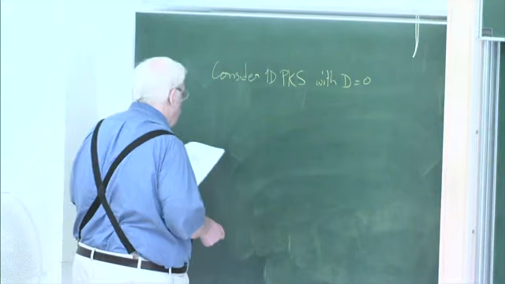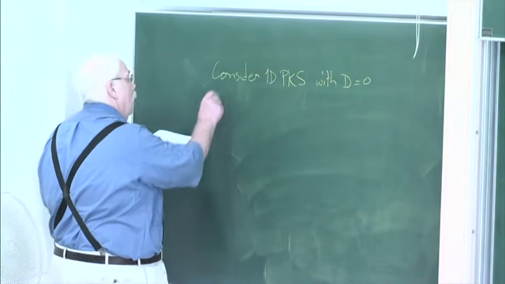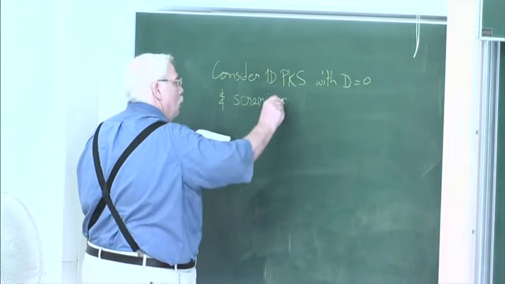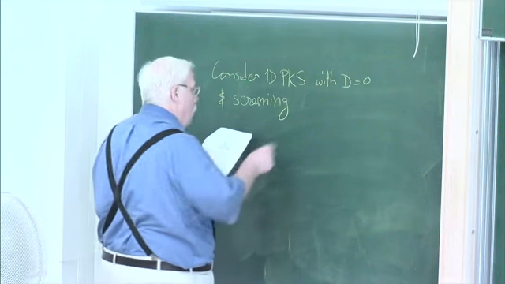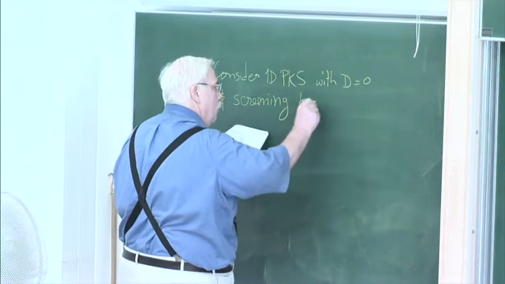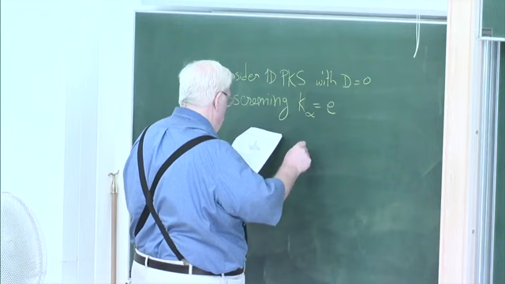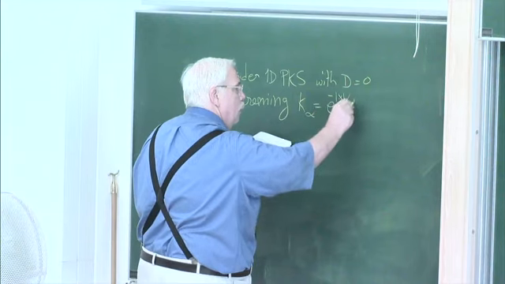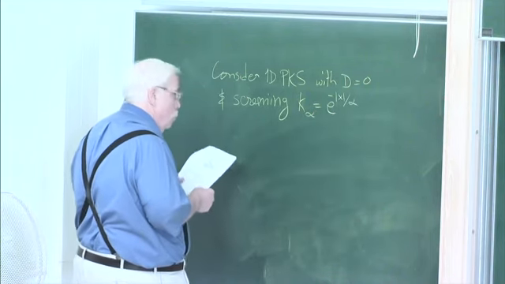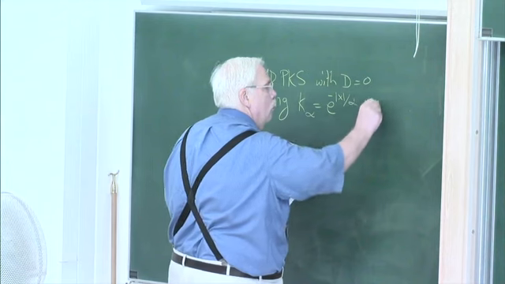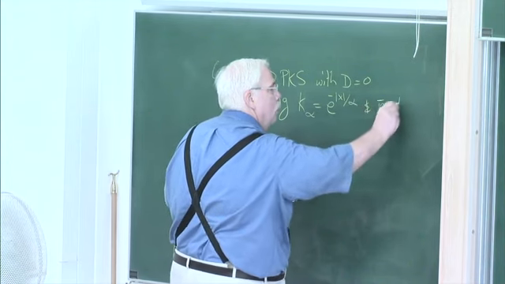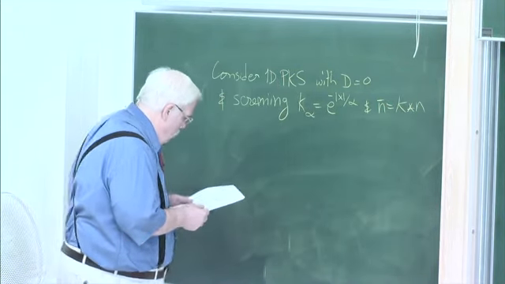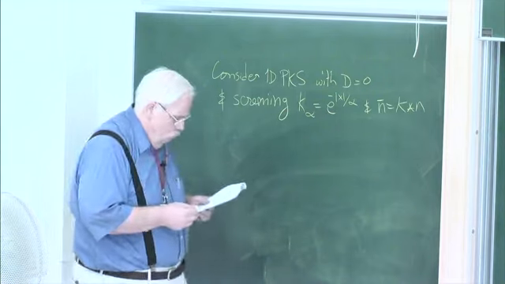so no linear diffusion and screening. The kernel k alpha is e to the minus mod x over alpha, and n bar is the convolution of n with k.